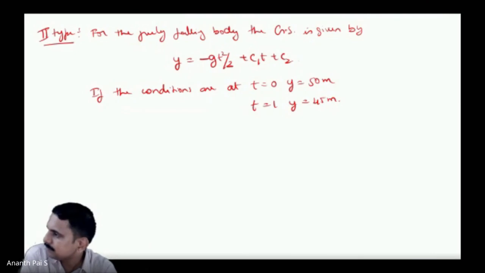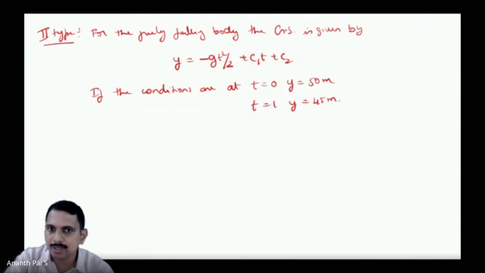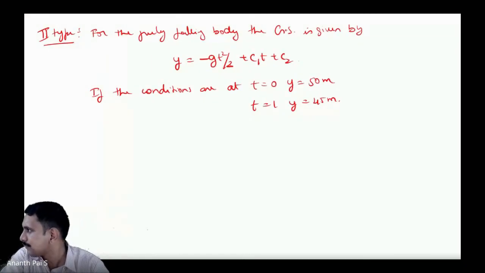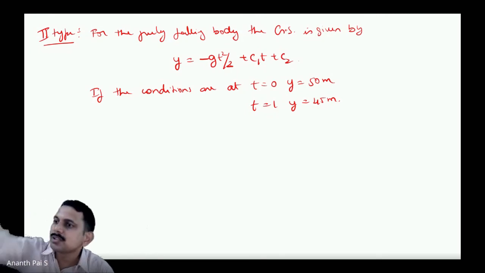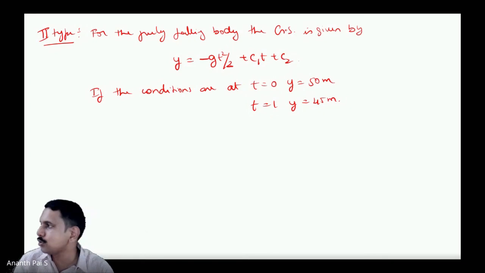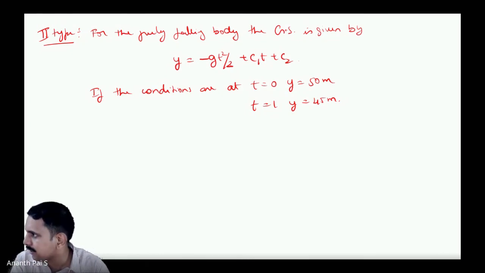Can I have two conditions like that? Wait a minute. At t is equal to 1, y is equal to 45 meters, is it possible? We do not know the initial one. At t is equal to 0, y is equal to 50 meters, and at t is equal to 1, y is equal to 45 meters. Possible? It's possible because we don't know the initial velocity. If you drop it directly, you'll have only one solution. But if an initial velocity is given, you can have infinite values of t1 and t2. So if this is given like this, then what happens?